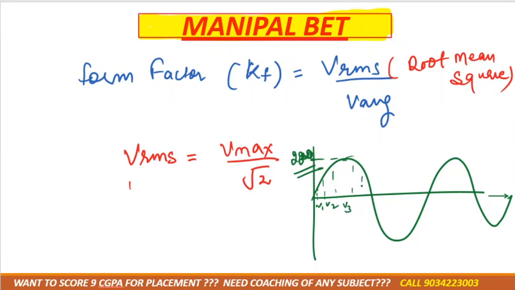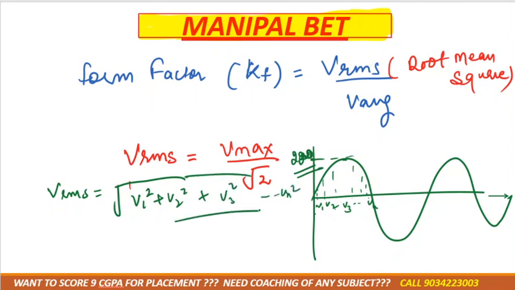For RMS, every time we have to take the measurement of the voltage at each and every instant of time. Suppose it would be V1, V2, V3 and up to Vn. So Vrms would be equal to root of V1 square plus V2 square plus V3 square up to Vn square, divided by n. Why? Because it is known as root mean square. Mean and square. Understood? This is known as root mean square.